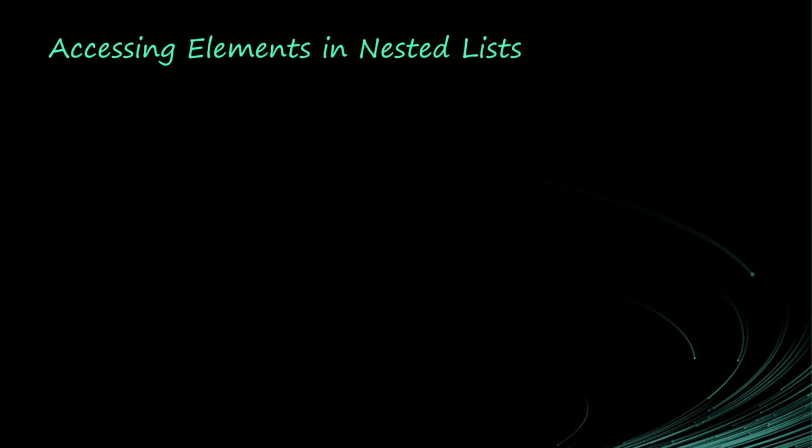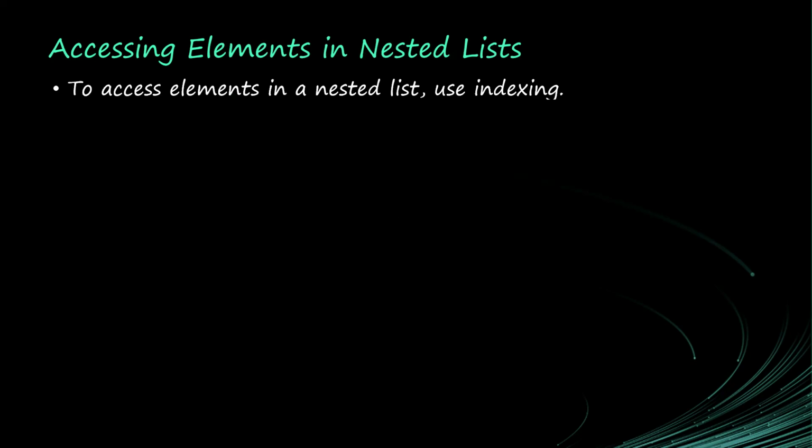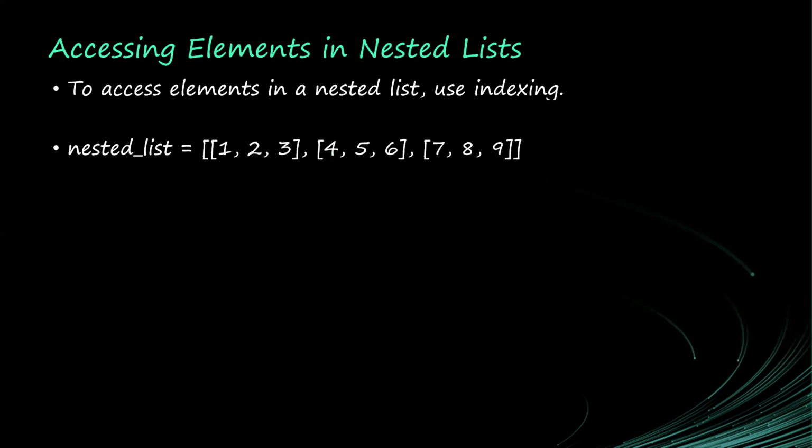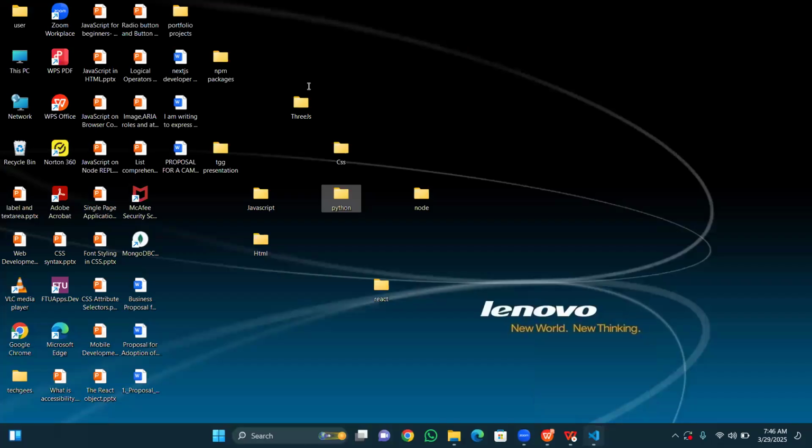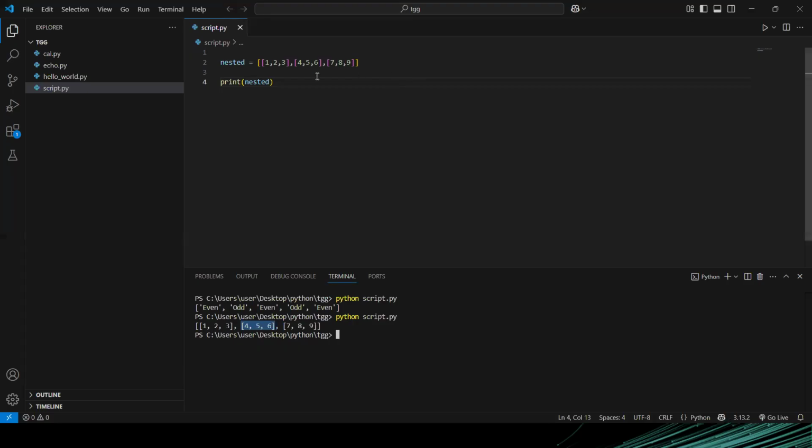So then let's go to the business of the day. How do you access a nested list? You access elements in a nested list using indexing, the same way you would use indexing to access elements in a normal list. But let me explain using code. How do I access this list?